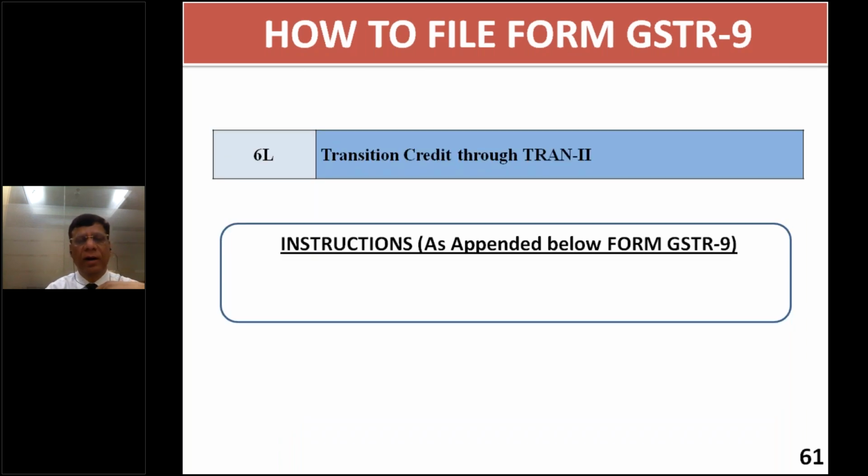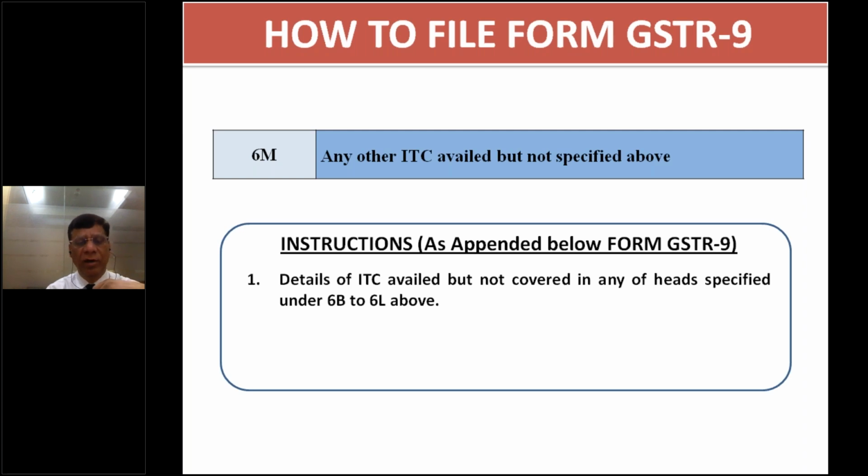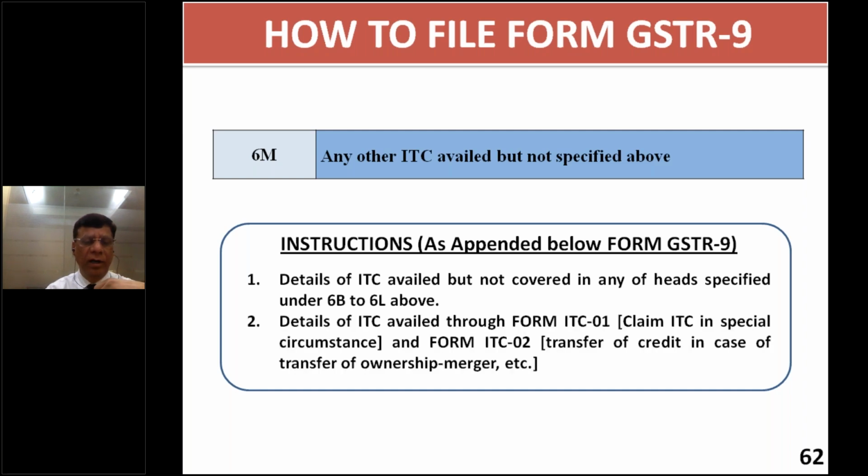So similarly, there are TRAN-2 credits we might have availed, and then any other ITC availed but not specified above, maybe details of ITC availed but not covered in any of the heads specified under 6B to 6L above, details of ITC availed through Form ITC-01, claim of ITC in special circumstances, and Form ITC-02, transfer of credit in case of transfer of ownership, merger, etc. You see, in Form ITC-01, we normally claim ITC in case of transfer of business from one person to another, merger, demerger, or inheritance of business, etc. in case of death of the proprietor, etc.